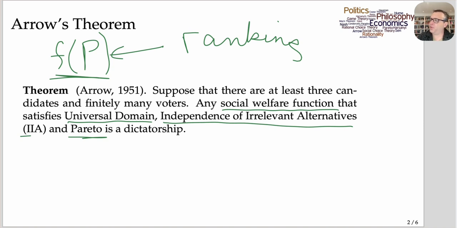So if you have a social welfare function that satisfies universal domain, IIA, and Pareto, then it must be a dictatorship. That means it violates anonymity in a very strong way. That means there's a single voter such that in any profile whatsoever, if that voter ranks A above B, then society will also rank A above B.